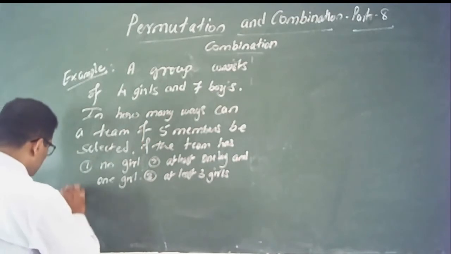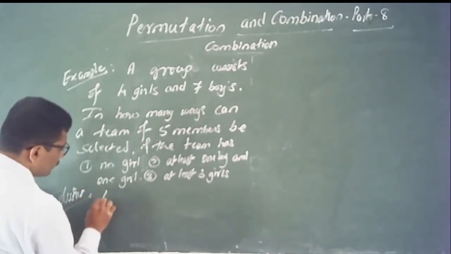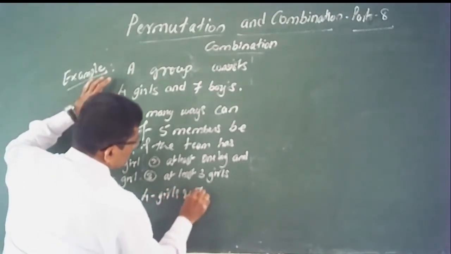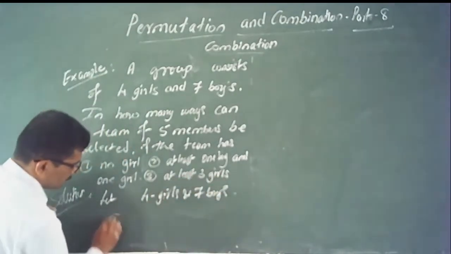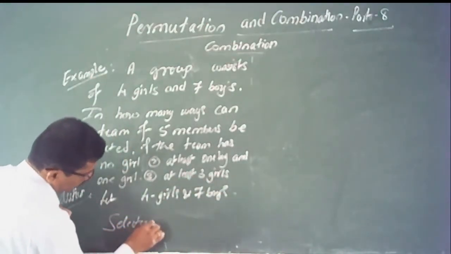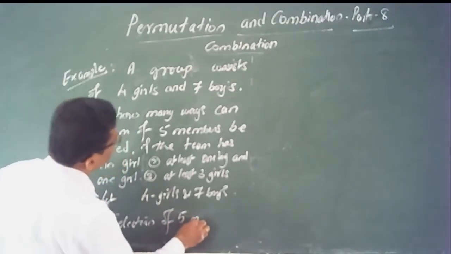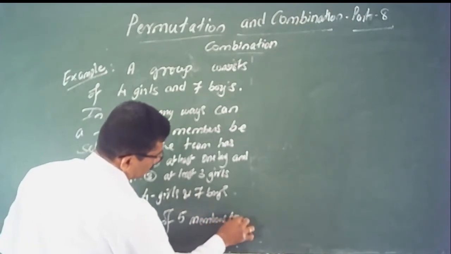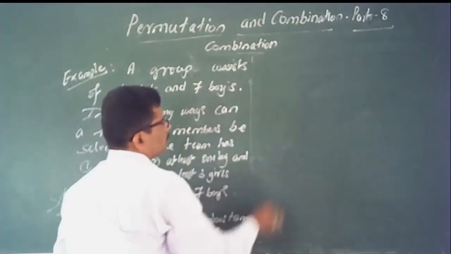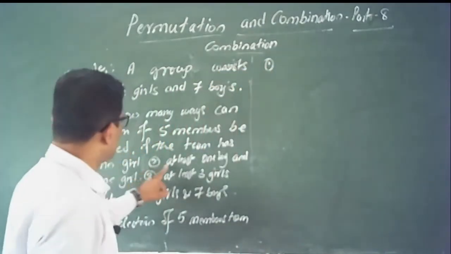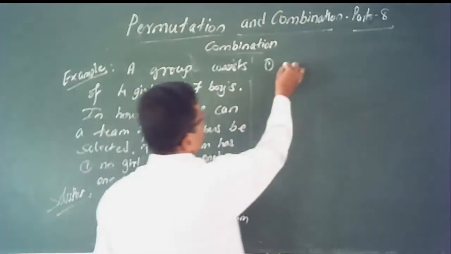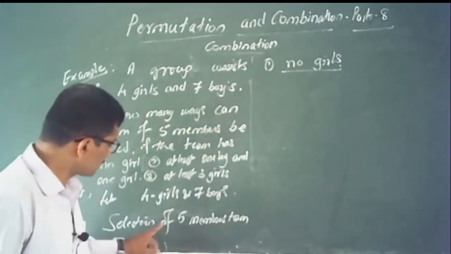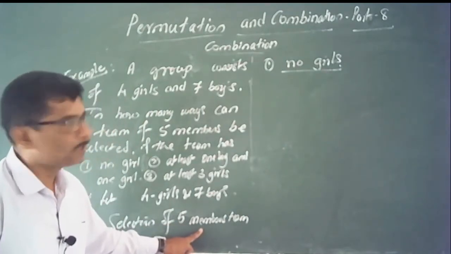The solution is very simple. Here it is given that total is 4 girls and 7 boys. Selection of a 5 member team. They have given that it is a 5 member team. One by one, the first one is, what is given? At least, no girls. This one is the condition. You can select the 5 member team with no girls.